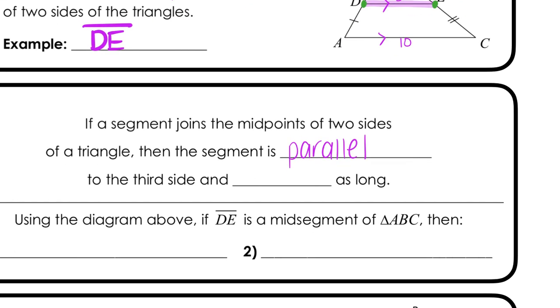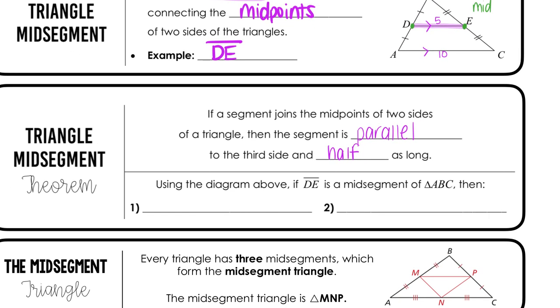So we'll write that here. It's going to be parallel to the third side. It's also going to be half as long. A couple of things we could say about that picture: we could say that DE is parallel to AC, and we can also say that DE is half of AC. Or you could think of it the other way around: AC would be twice as much as DE, 2 times DE.